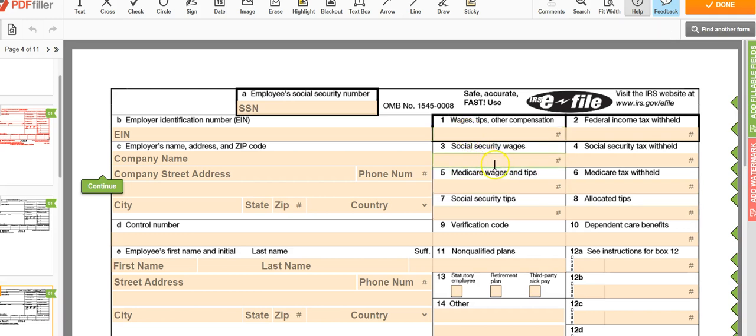Usually 3 and 5 are the same, even if they differ from what's in box 1. And the reason why that is, I'm going to jump down for a minute to box 12. Some of you who have money coming out for a 401k and things like that, remember that money comes out on a pre-tax basis. So that's why if box 3 is different from box 1, if you do the math and add the amount from box 12A for your 401k to box 1, you're going to see that amount is the same in box 3.